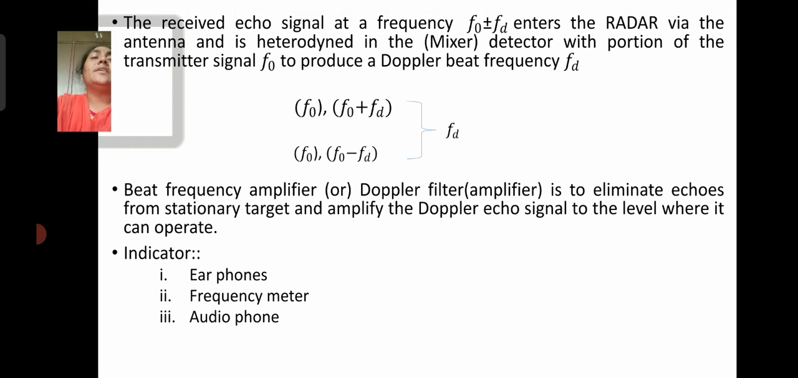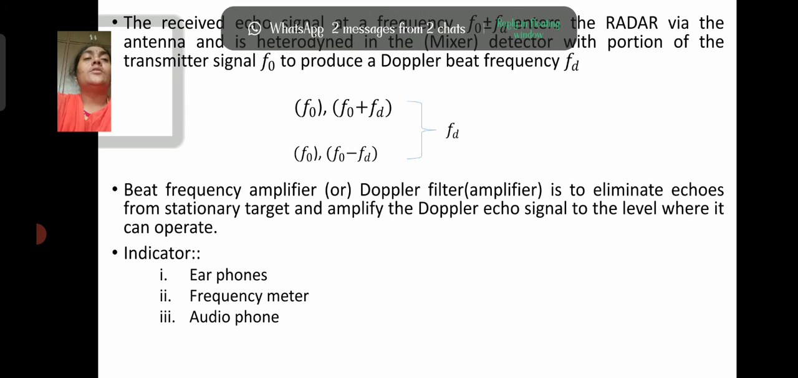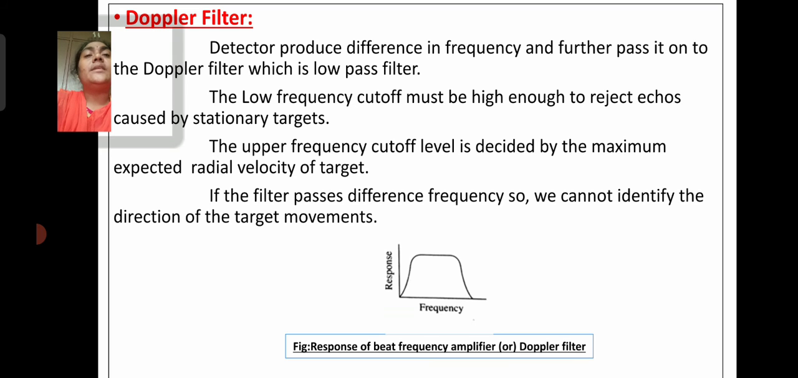So the received echo signal at frequency F0 plus or minus FD enters the radar via the antenna and is heterodyned in the mixer, the detector, with a portion of the transmitting signal to produce the Doppler beat frequency FD. We are taking a reference signal for generating the beat frequency. So the input of the detector is F0 and F0 plus FD, or F0 and F0 minus FD, and we obtain FD. The beat frequency amplifier or Doppler filter eliminates the echoes from the stationary target and amplifies the Doppler echo signal to the level where it can operate the indicator: earphones, frequency meter and audio phone.